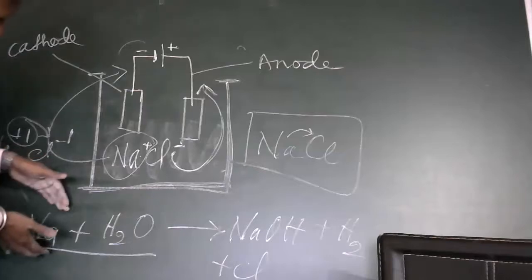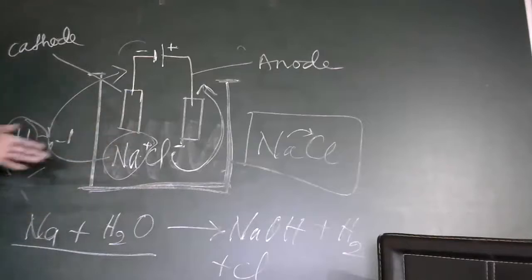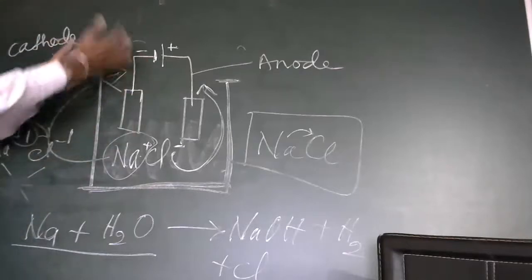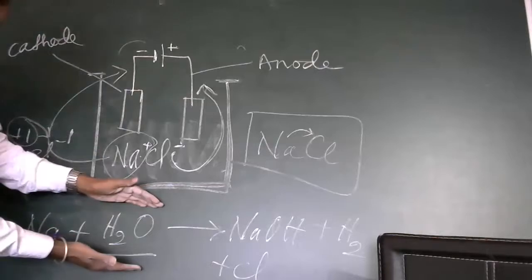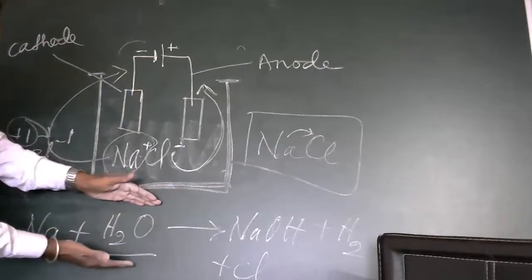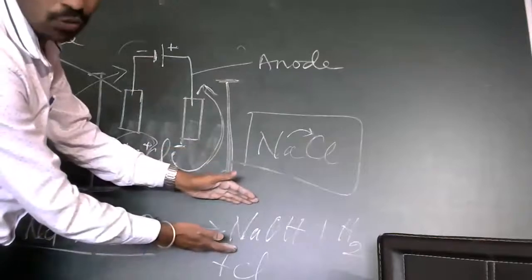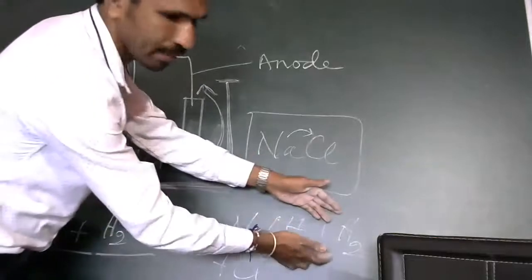So here Na ions take up the electron back at the cathode electrode and become atoms. As it becomes an atom, this sodium atom reacts with water and forms NaOH. NaOH is formed after that. So during this reaction, H2 is also liberated.